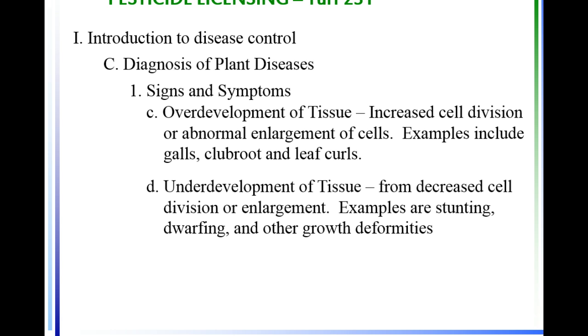Okay, and then we can actually get a stunting or dwarfing of plants, or an underdevelopment of tissue from decreased cell division or enlargement, also as a symptom of a disease problem.